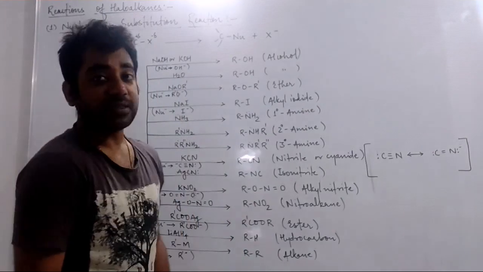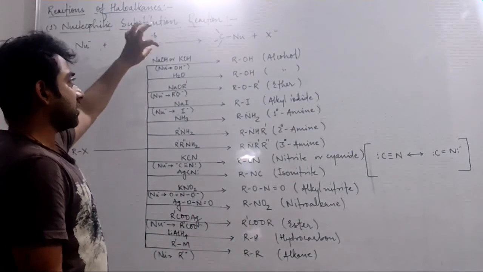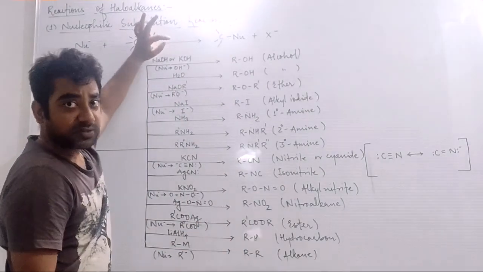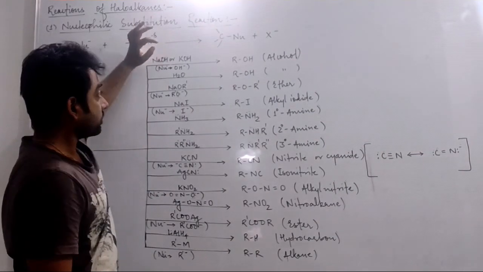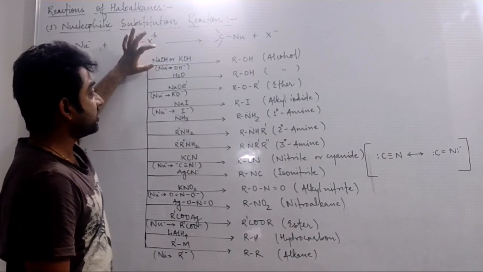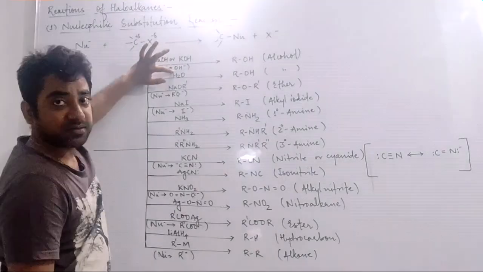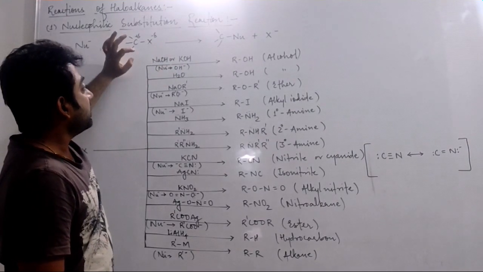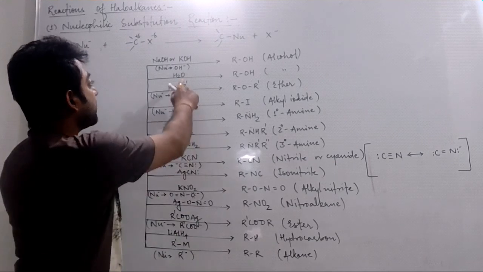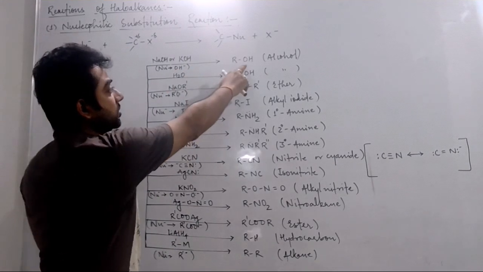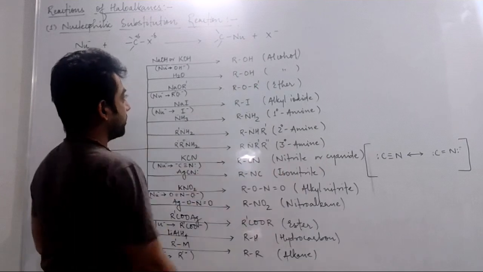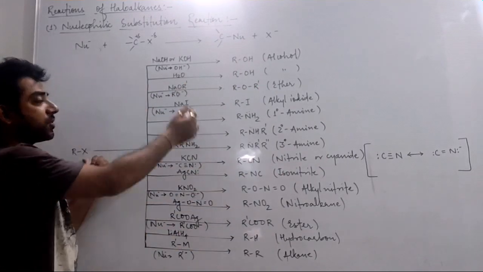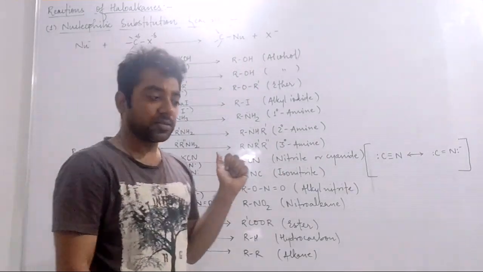The first nucleophile is sodium hydroxide or potassium hydroxide. Both are strong alkali. The nucleophile they give is OH minus, hydroxyl ion. When halogen atom is replaced by this nucleophile OH, what you will get? You will get alcohol.